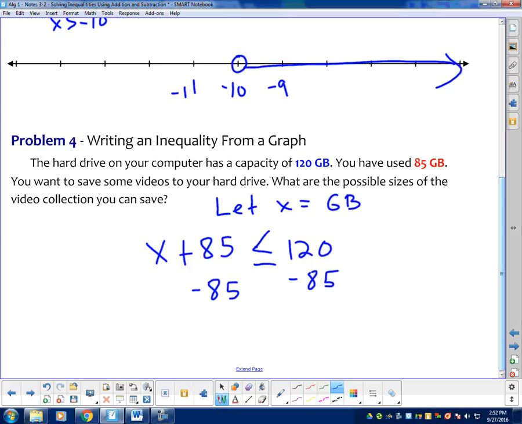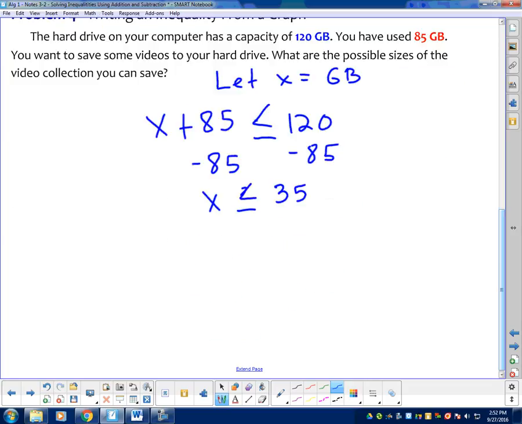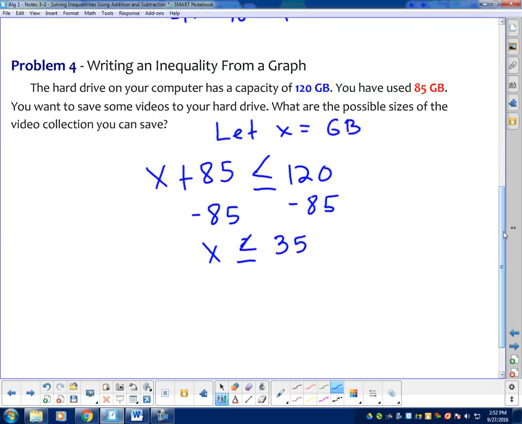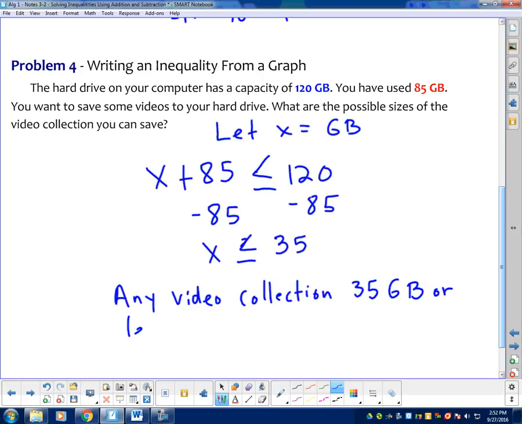So x is less than or equal to 120 minus 85, 35, right? So what would that mean in words? What are the possible sizes of the video collection? Any video collection 35 gigabytes or less will fit. Okay, that's it.